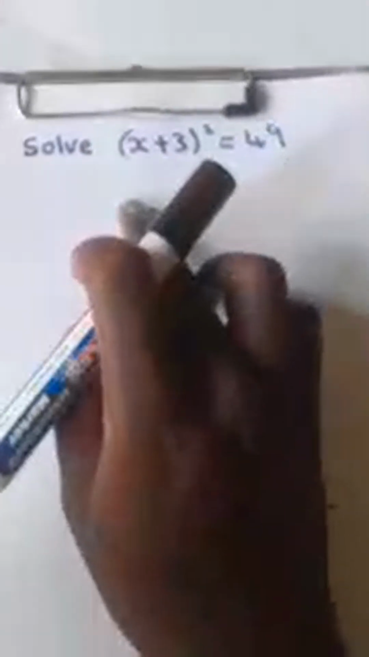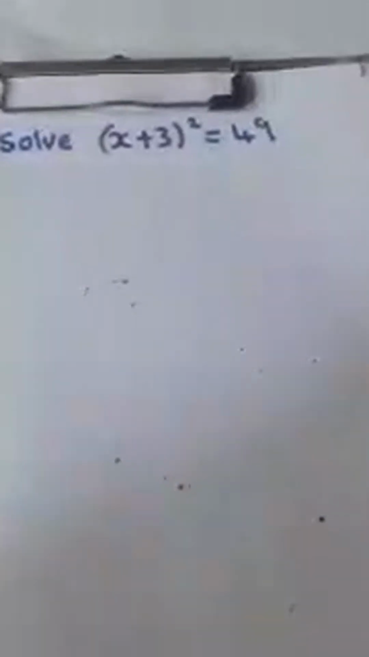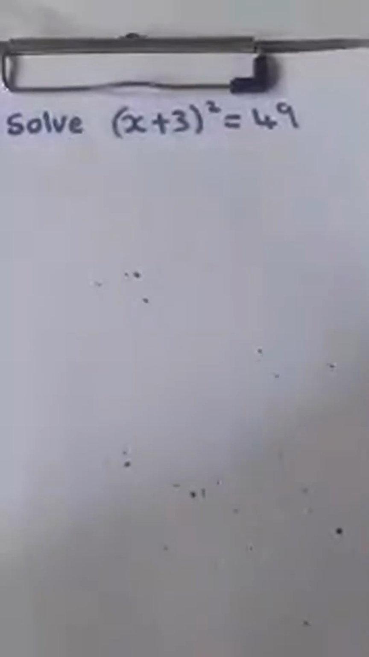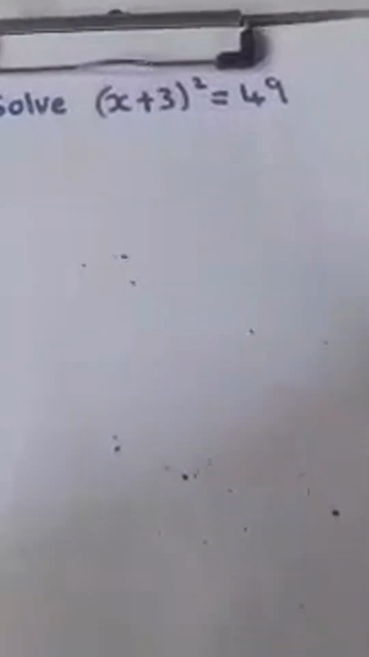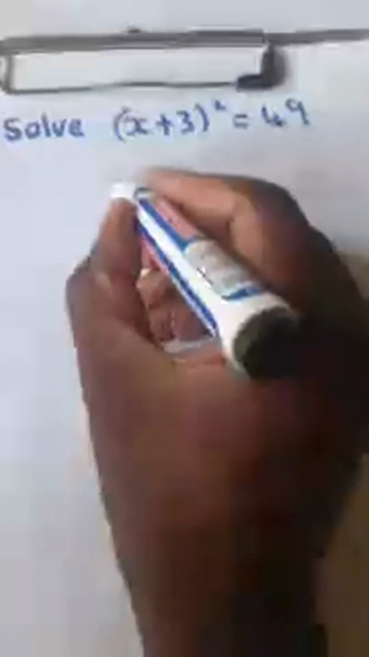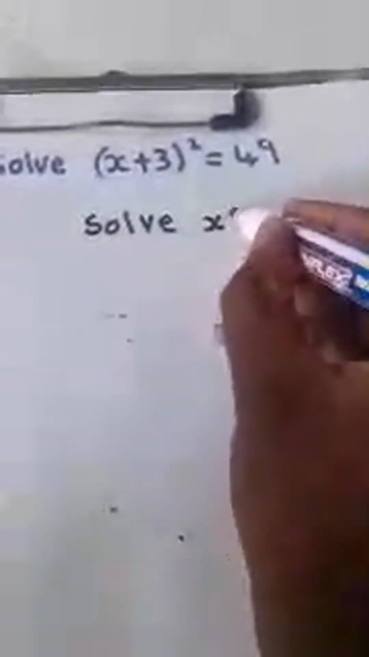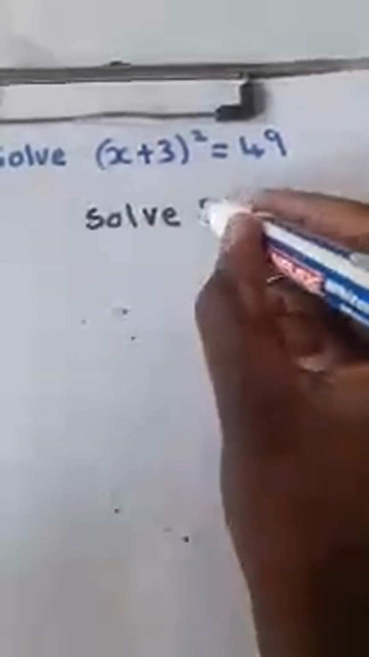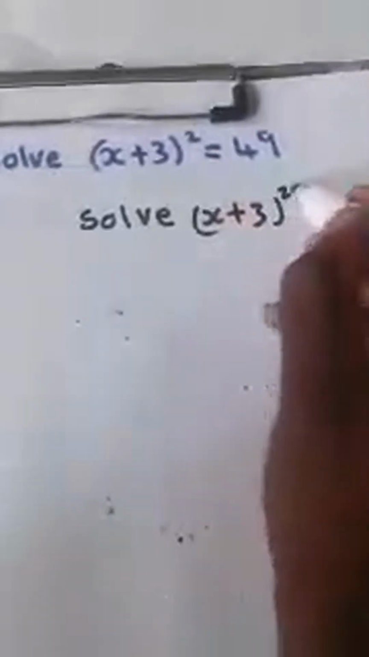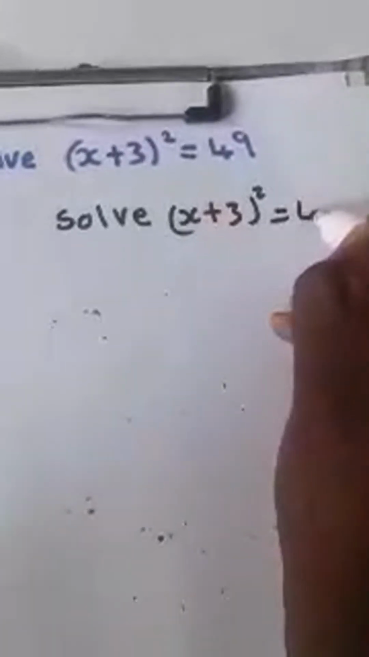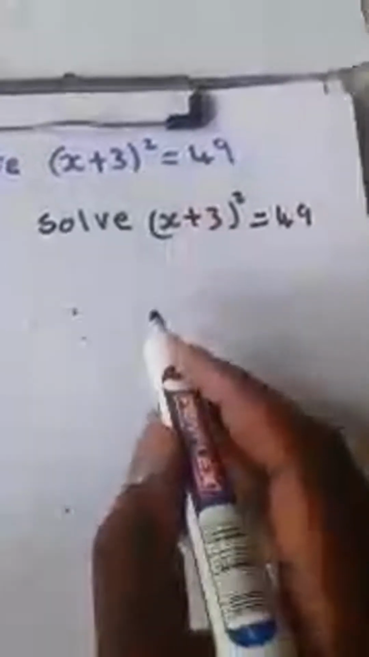We have another question, which is x plus 3 squared is equals to 49. It says solve. All right, this one is simple, guys. Let me enlighten you. So, we want to solve x plus 3 squared is equals to 49.